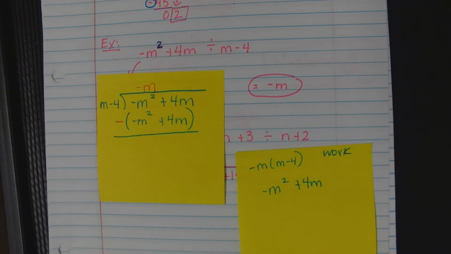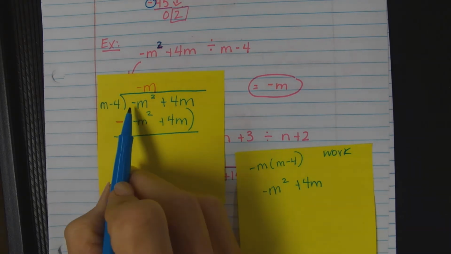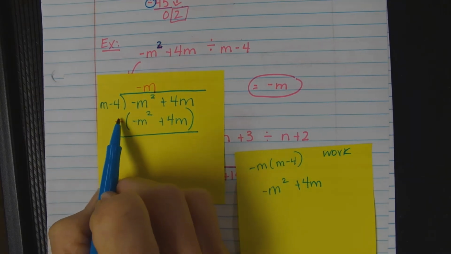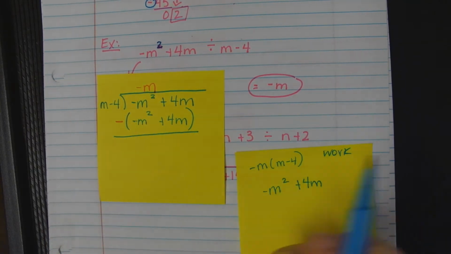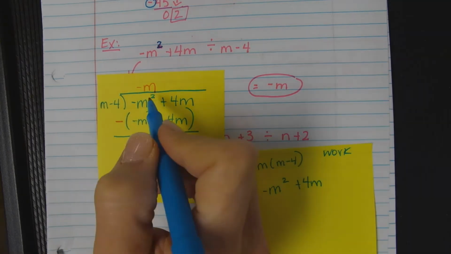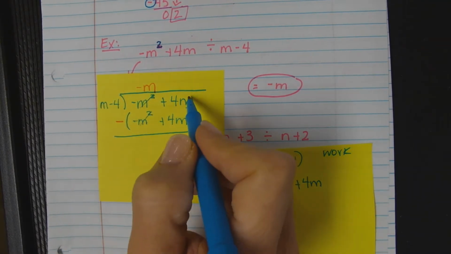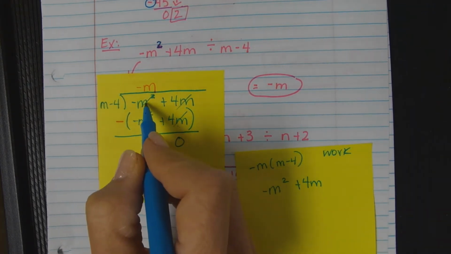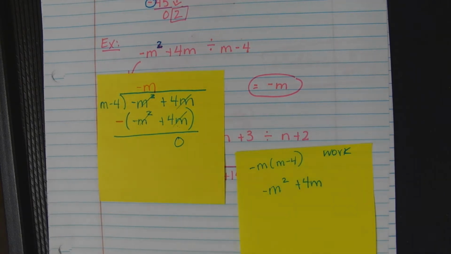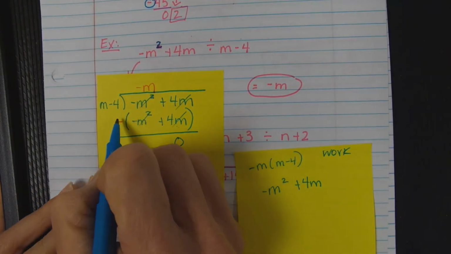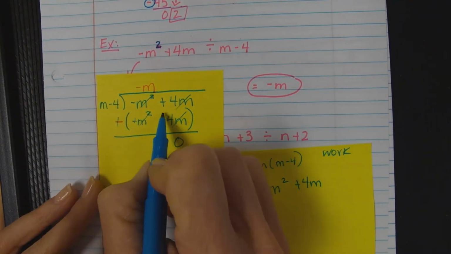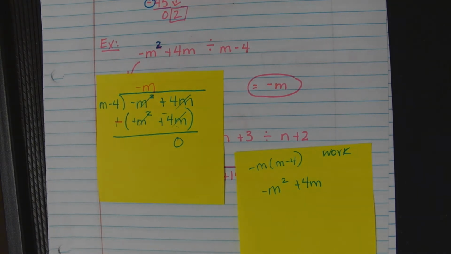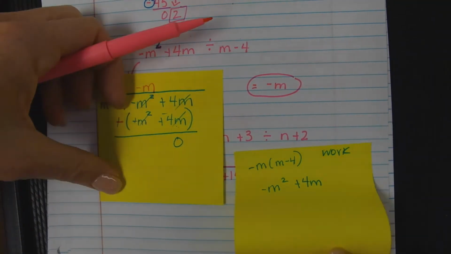Who likes to add the opposite? If you do, you can do it. Okay. Negative m squared. Watch. It's all the same thing. This whole thing minus that. So all of this cancels. 4 minus 4, 0. Negative m squared minus negative m squared, it all cancels. If you like to add the opposite, go for it. So the answer is simply negative m.